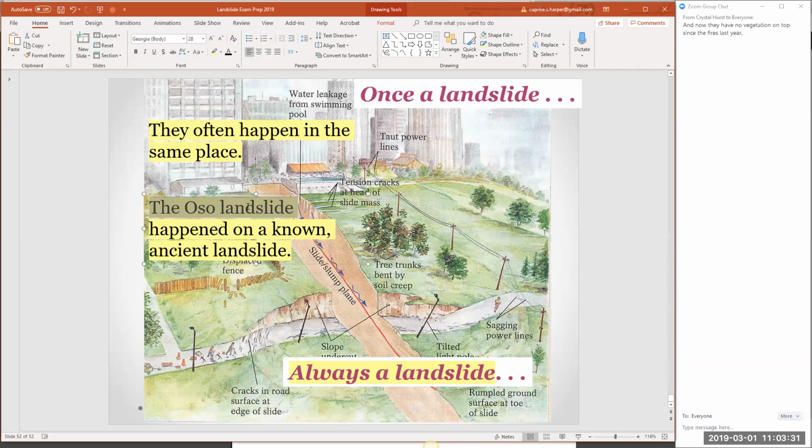And the Oso landslide, which is one of the case studies for lesson 8, it happened on a known landslide, as did the La Conchita landslide, as did a couple of the others, but those are the two that are kind of focused on in terms of exam questions. So that's what I've got for landslide exam prep.